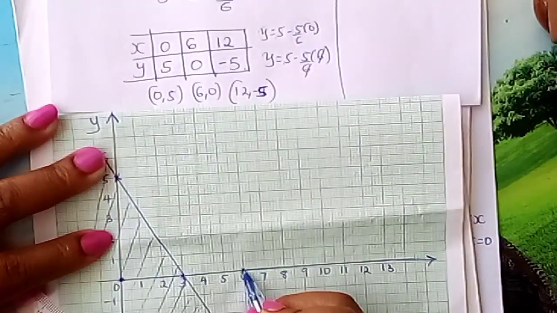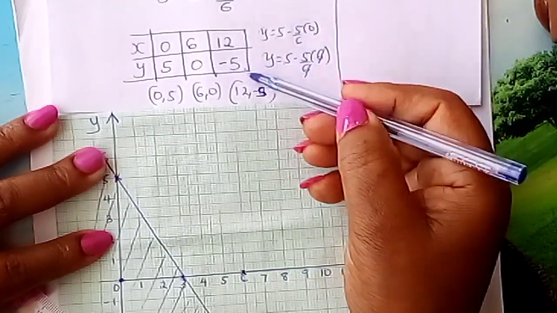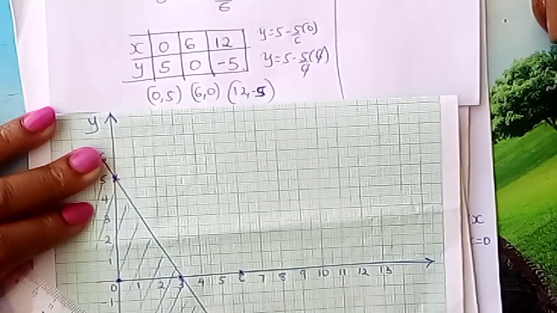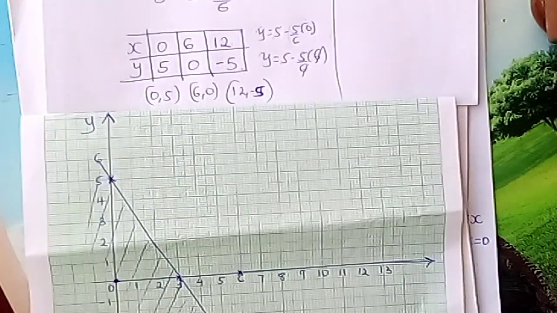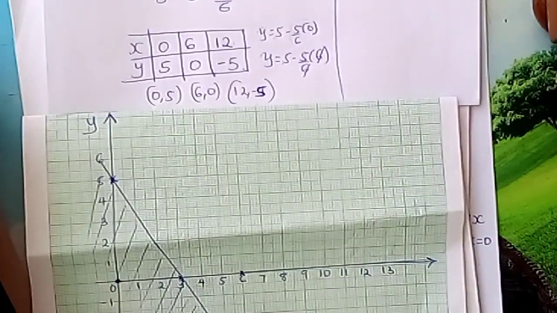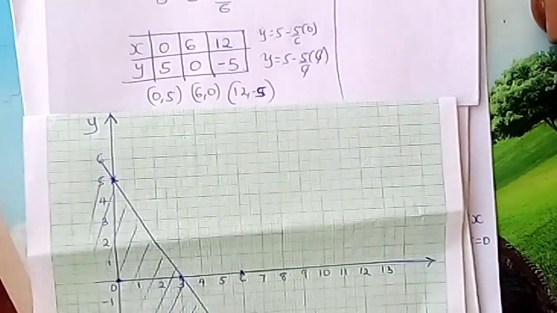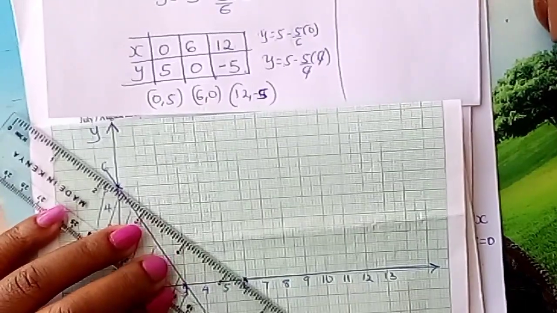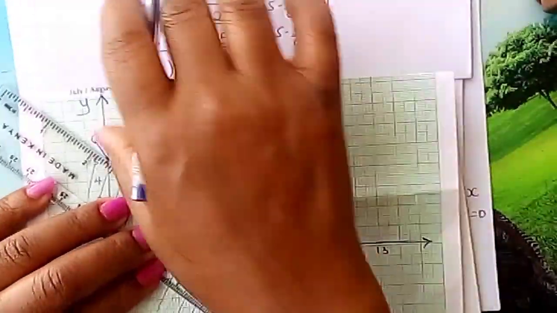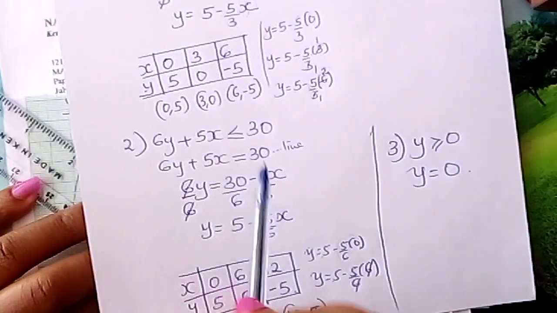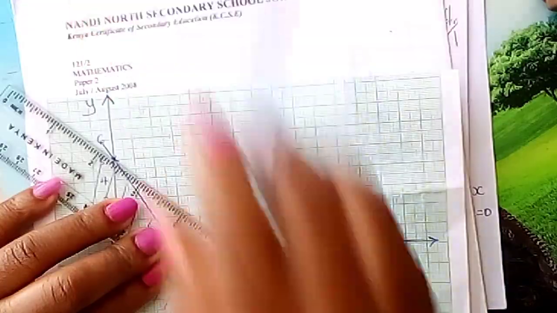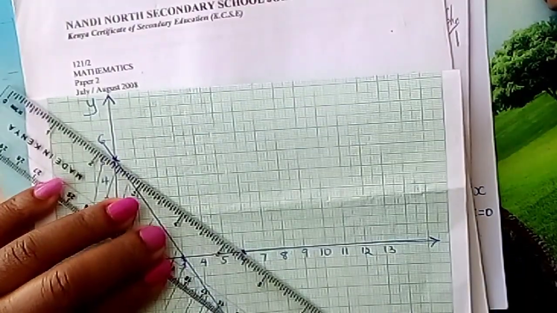6, 0, there we are. And then 12, negative 5. 12 is here, and negative 5 is here, learner. So we join using a ruler. We join those 3 points. There we are. Is it solid or broken? It is solid because of this equal to sign. So solid line, learner.